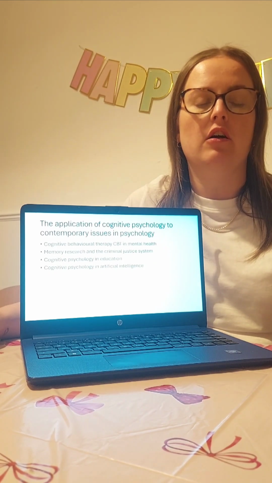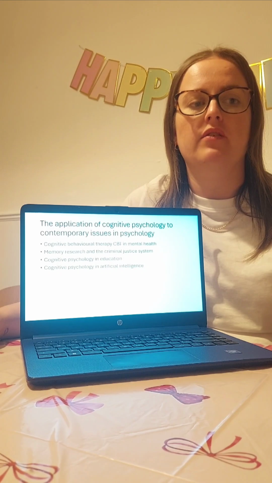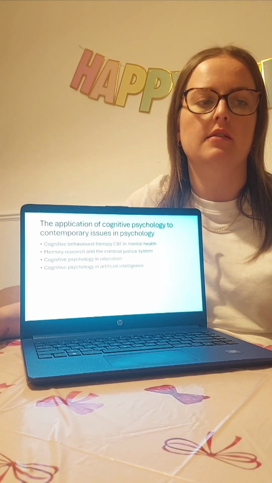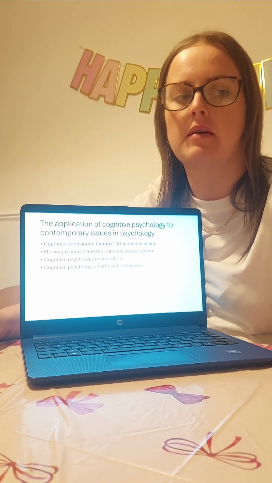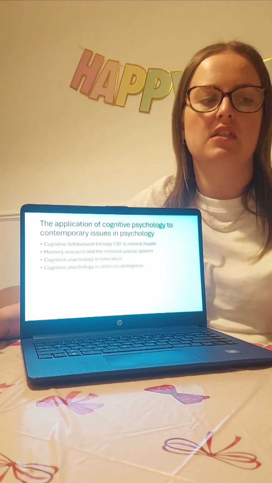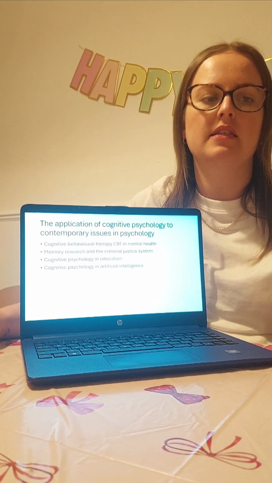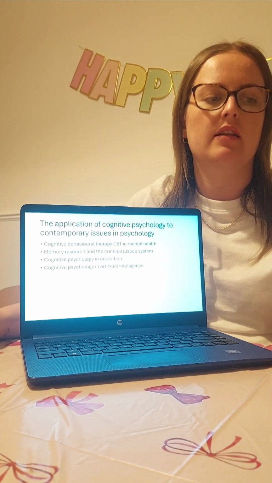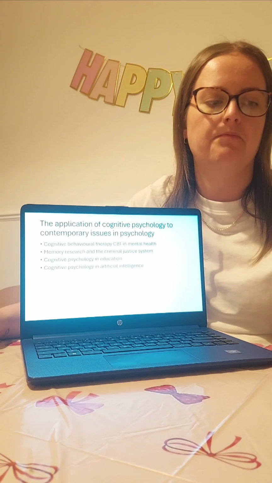Cognitive psychology in artificial intelligence. AI has also benefited from cognitive psychology, especially in developing models that simulate human thinking processes. Cognitive theories of perception and memory have been used to create algorithms that mimic human decision-making, allowing AI systems to perform tasks such as language processing, facial recognition, and even problem-solving.